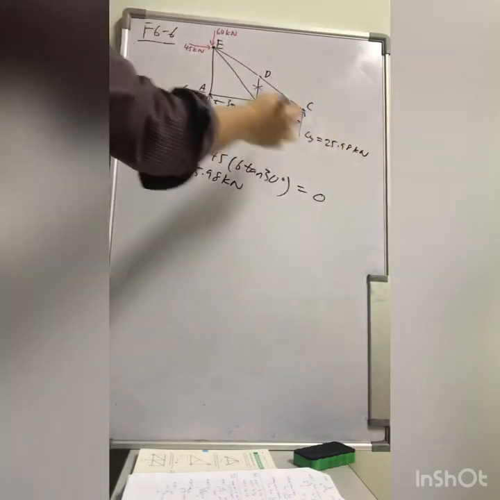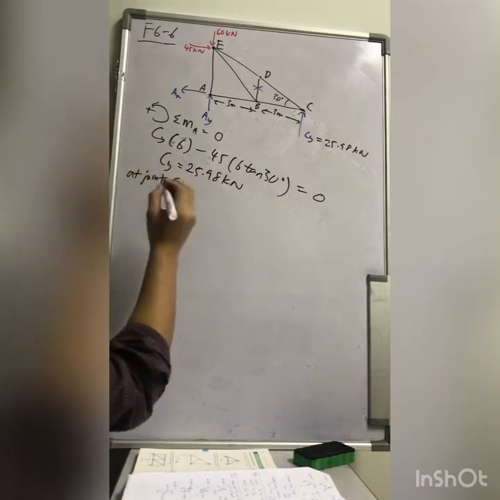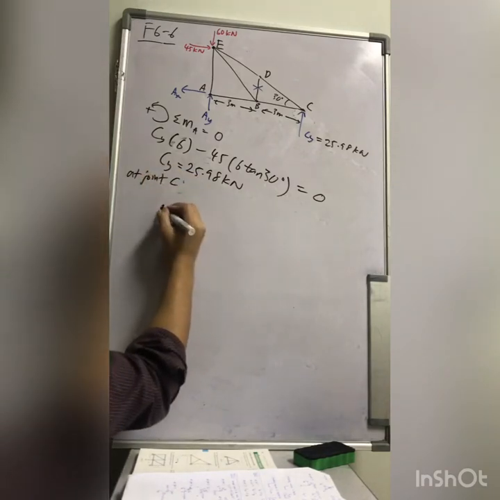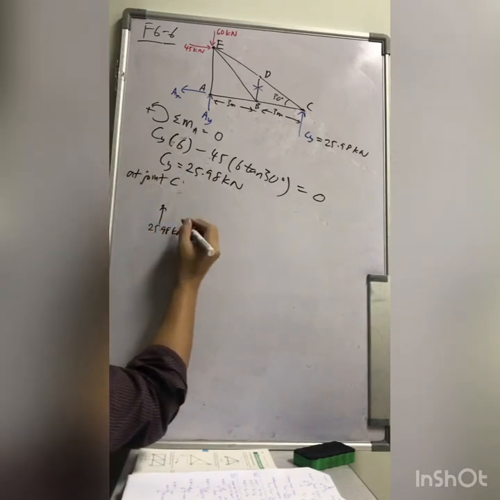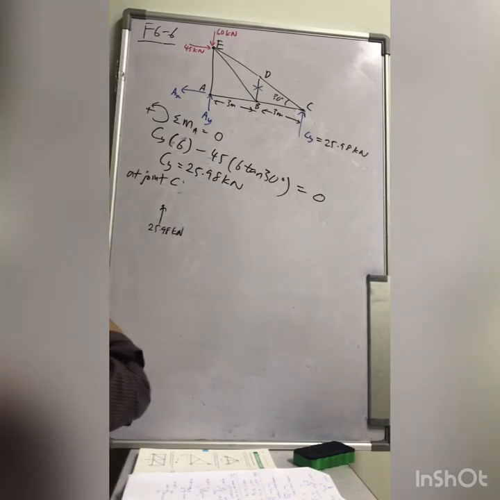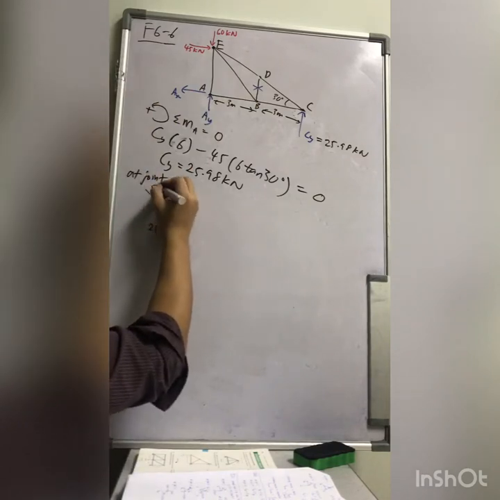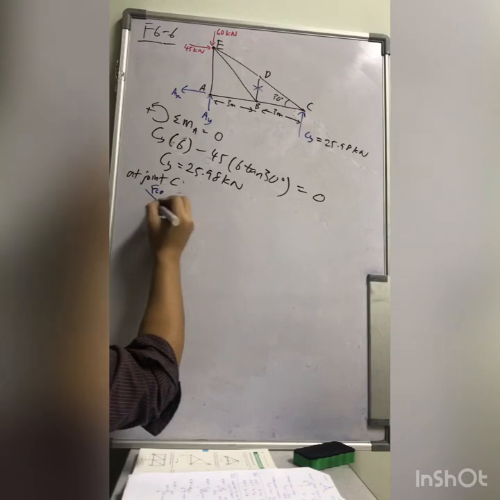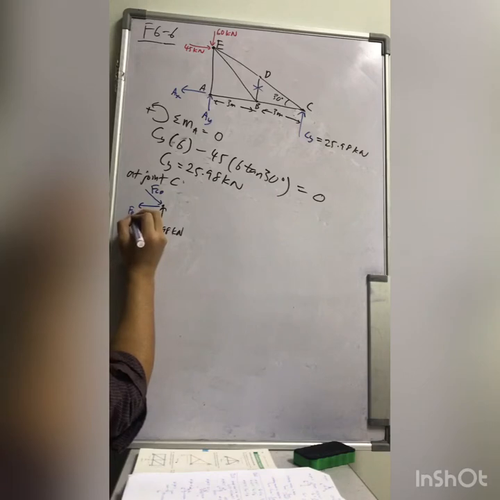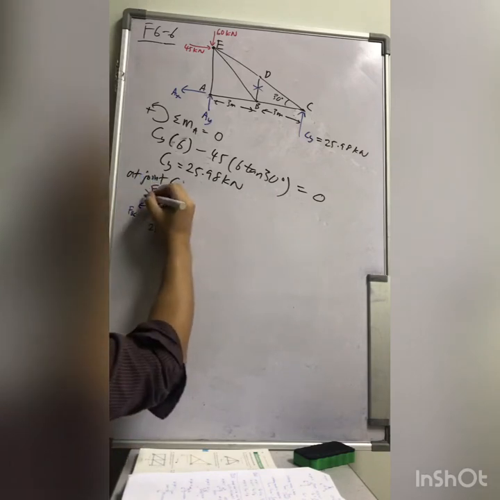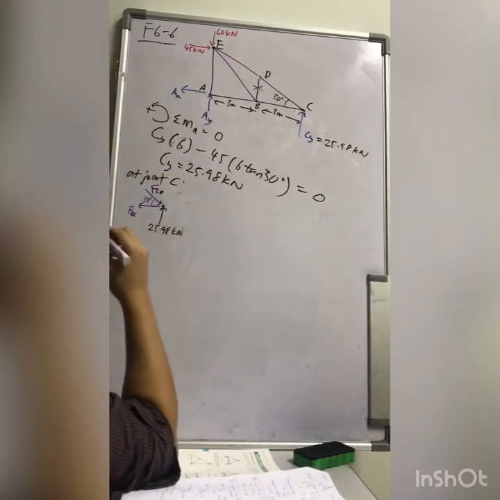Okay, you got your Cy. You go to the free body diagram at joint C as we intended to do. At joint C you have this Cy, which is 25.98 kN. And then what else you have? You have FCD, which is going down, and because of that, your FBC goes to the left, which is the intention. And you know that there is a 30-degree angle between FCD and FBC.